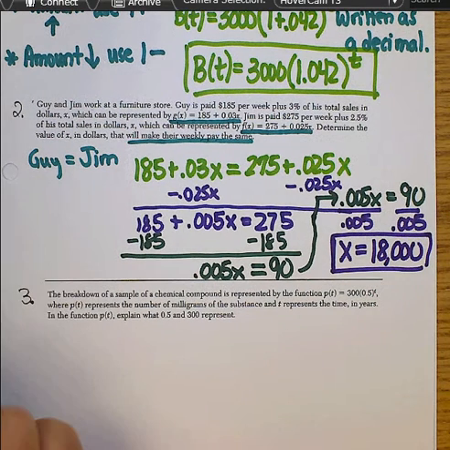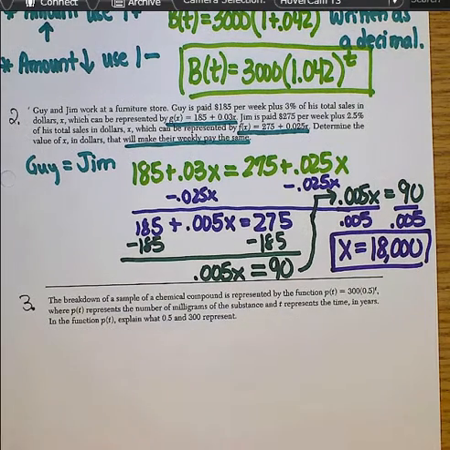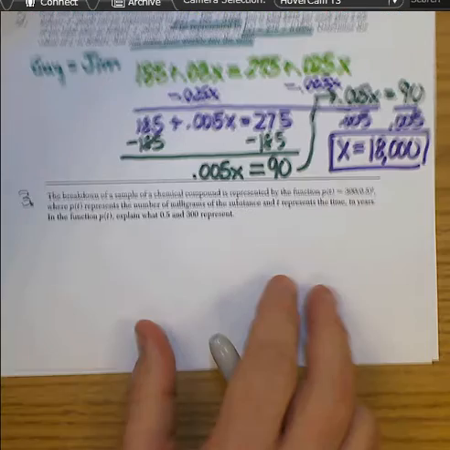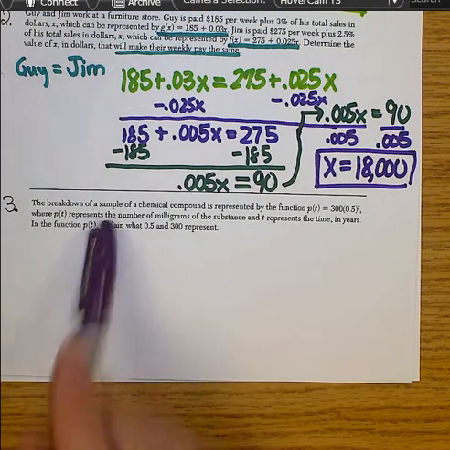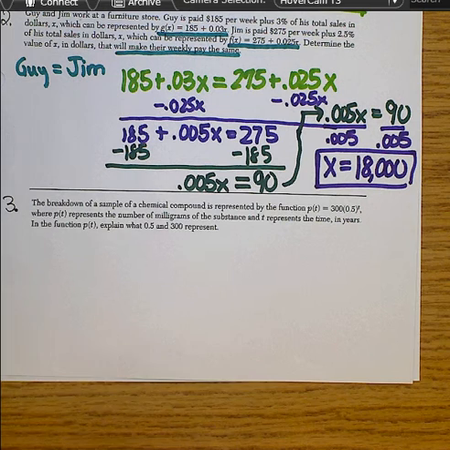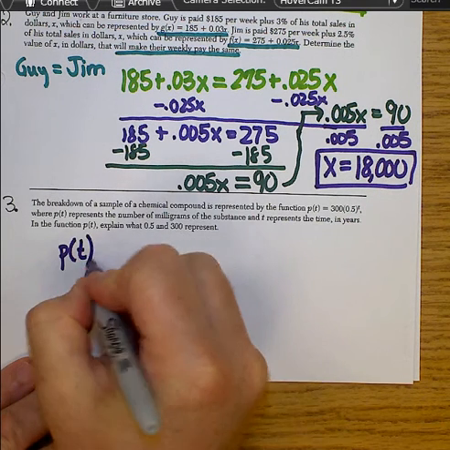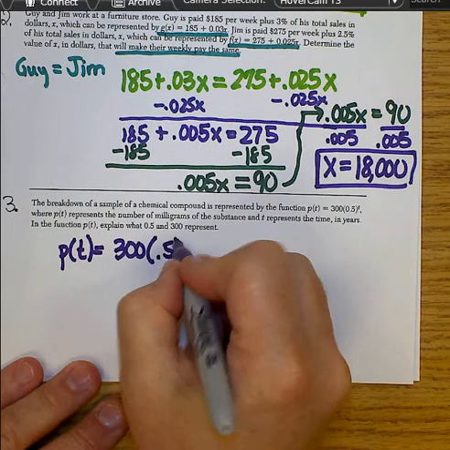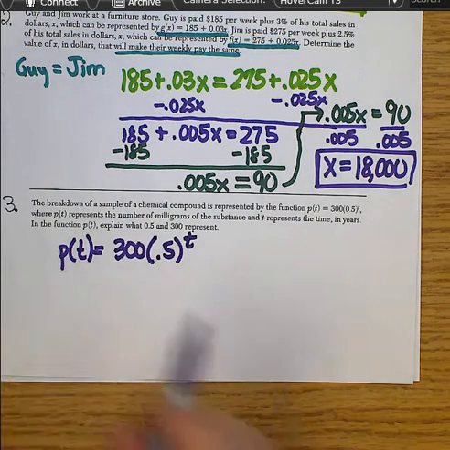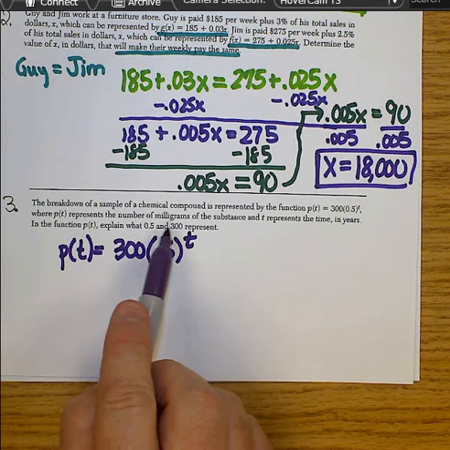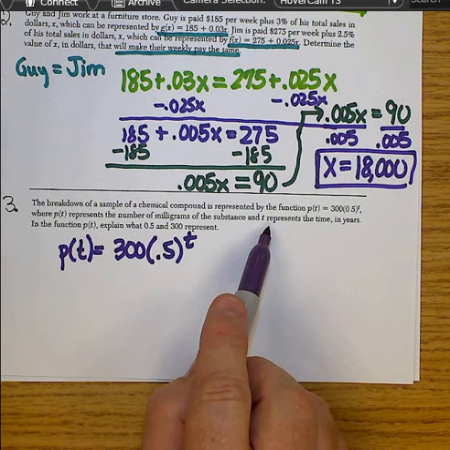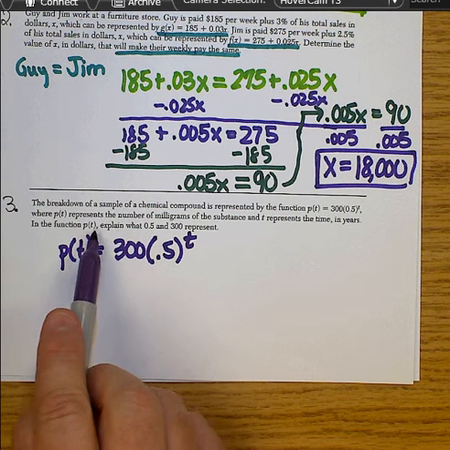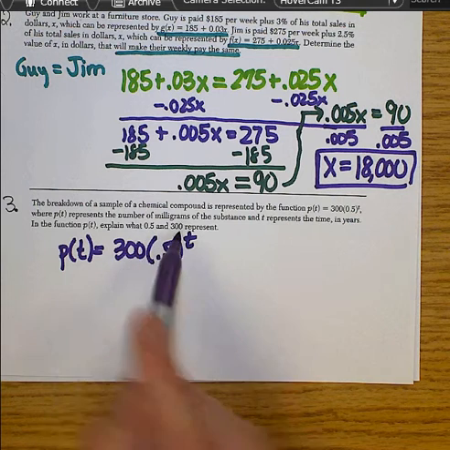Next piece. The next question says the breakdown of a sample of a chemical compound is represented by P of t is equal to 300 times 0.5 to the t, where P of t represents the number of milligrams of a substance and t represents the time in years. In the function P of t, explain what 0.5 and 300 represent.